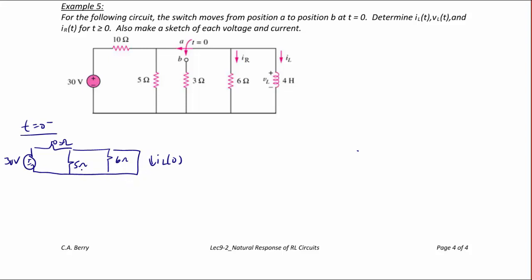So once again, what we can do here is we see that the 5 ohm and the 6 ohm are shorted out. So IL of 0 should be the same as the current from the source. So IL of 0 is 30 divided by 10, which is 3 amps.